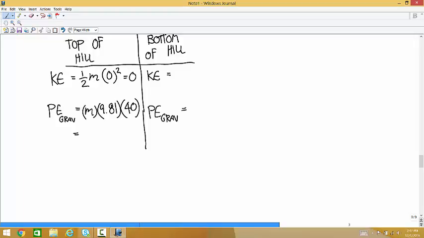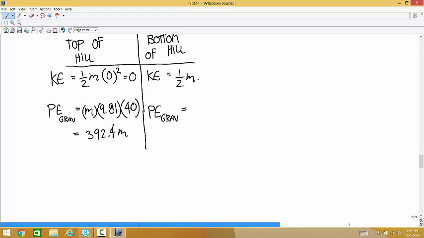So what do you get here? 392.4 m. Wait, I'm sorry. So are we using the mass times gravity times height right now? Yes, okay, that's right. Okay, so now at the bottom of the hill, kinetic energy is 1/2 times the mass. Do we know his speed at the bottom of the hill? That's what we're trying to find.